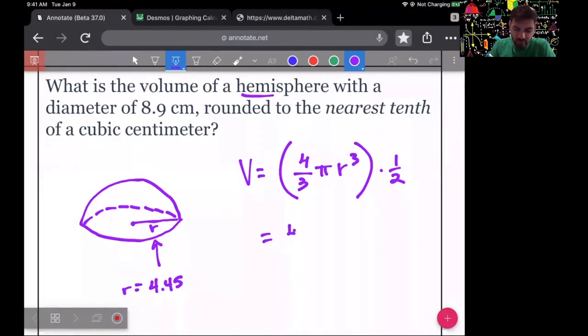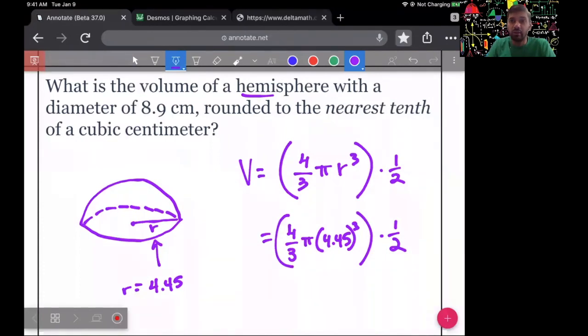The rest of this is just replacing values. So I get 4/3 pi times 4.45 to the power of 3 multiplied by 1/2, and that'll give me the hemisphere. And once again, we can type this into our calculator, get our value, and we round to the nearest tenth, which is the first decimal place.